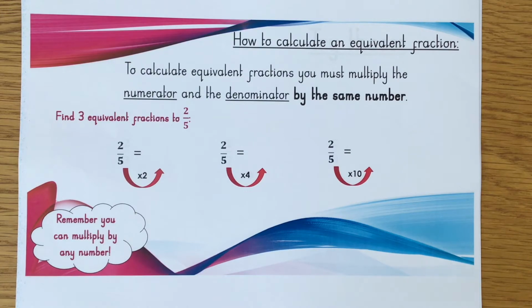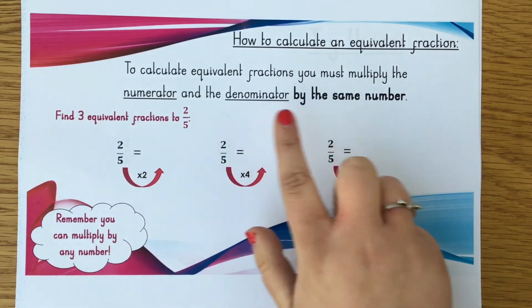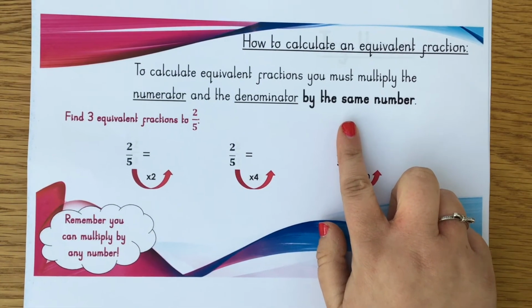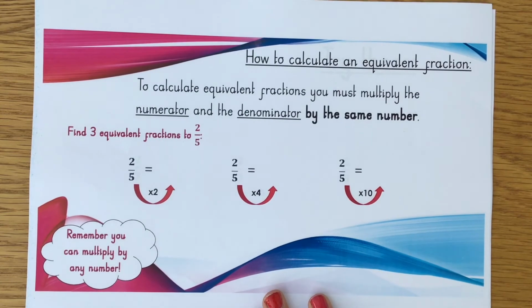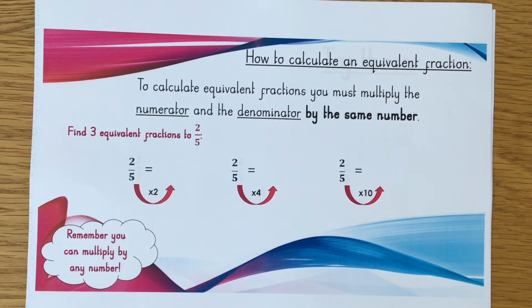So, to calculate equivalent fractions, you must multiply the numerator and the denominator by the same number, and that's really important to remember. Okay, so I'm going to take you through some examples and then I'm going to give you some for you to try.